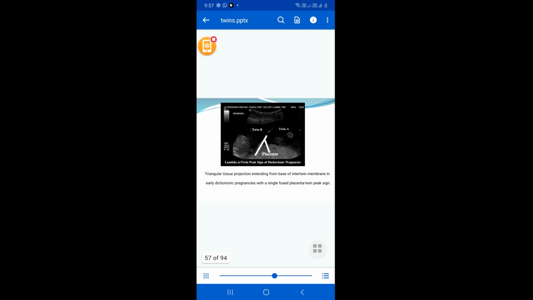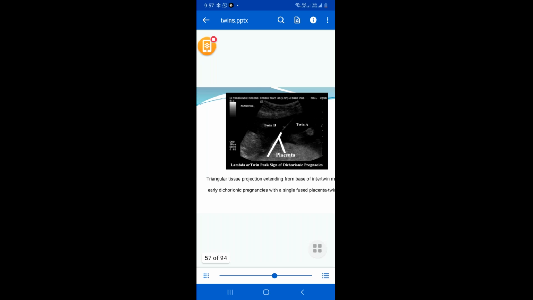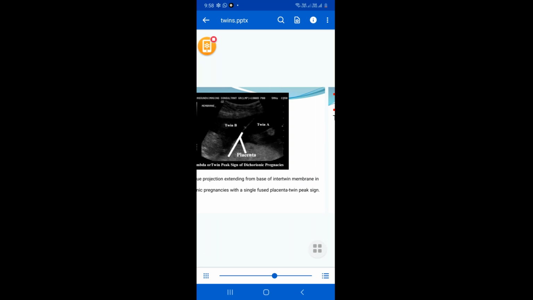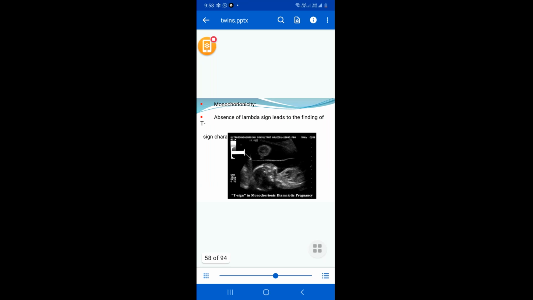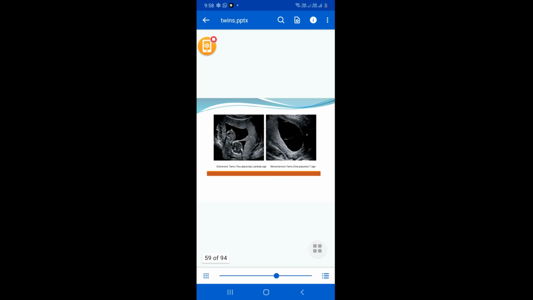Usually, the lambda sign, first described by Pepperkorn, indicates a dichorionic placenta, that is two placentas. This is the lambda sign or twin peak sign of dichorionic pregnancy that you see under ultrasound. It is a triangular projection extending from the base of the intertwin membrane in early dichorionic pregnancies with a single fused placenta. In monochorionic pregnancies, the lambda sign is absent and a T sign is usually seen. Dichorionic: two placentas with the lambda sign; monochorionic: only one placenta with a T sign. These are the diagnostic criteria to know the number of placentas when you have diagnosed twin pregnancy.